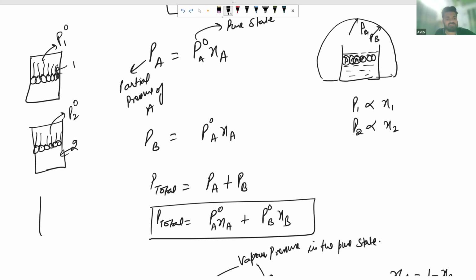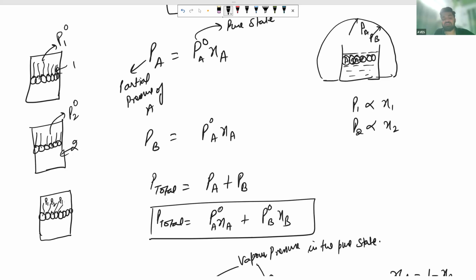Okay. I'm taking the same container, and this time I have added both the gases, but the volume is the same. Means if it is having 3 volume, it is also having 3. It is not having 6. Both have 50-50%. Now this time, A will exert some pressure and B will exert some pressure. So they both are exerting.